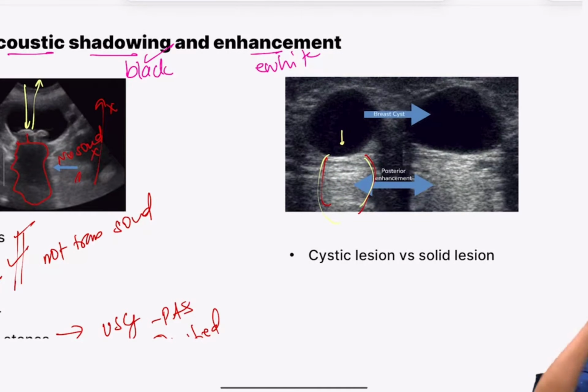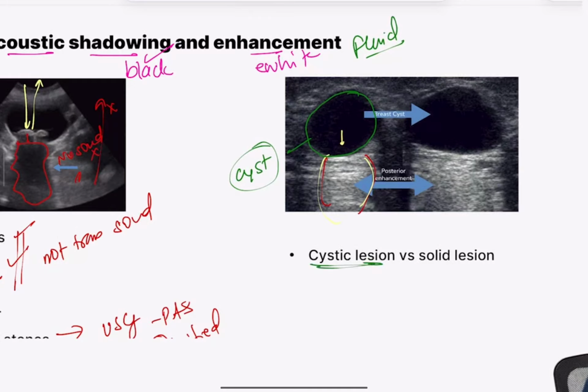So what is that something which is transmitting a lot of sound? It is fluid. Remember, fluid is a very good conductor of sound, it transmits a lot of sound. So if there is a fluid containing pathology, what is a fluid containing pathology called? Cyst. A cyst will transmit a lot of sound. So behind that, a lot of sound will reach, a lot of sound will be reflected back, and the area behind will appear white. So remember, a cystic lesion is identified by posterior acoustic enhancement.